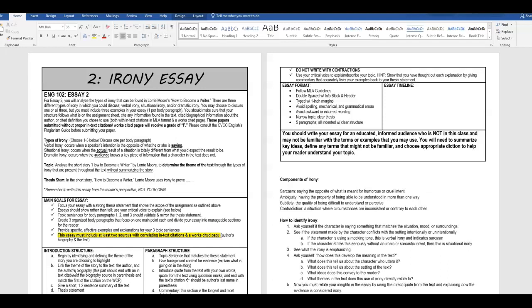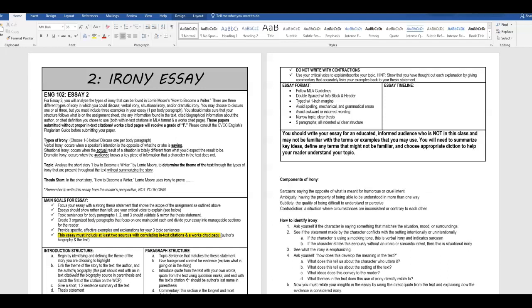Dramatic irony occurs when the audience knows a key piece of information that a character in the text doesn't know. That happens, for example, when you're watching a scary movie and you know that the monster is behind the bushes, but the character doesn't. So dramatic irony always has to be about the audience. Situational irony is about an event in the story, and verbal irony is when somebody is speaking.